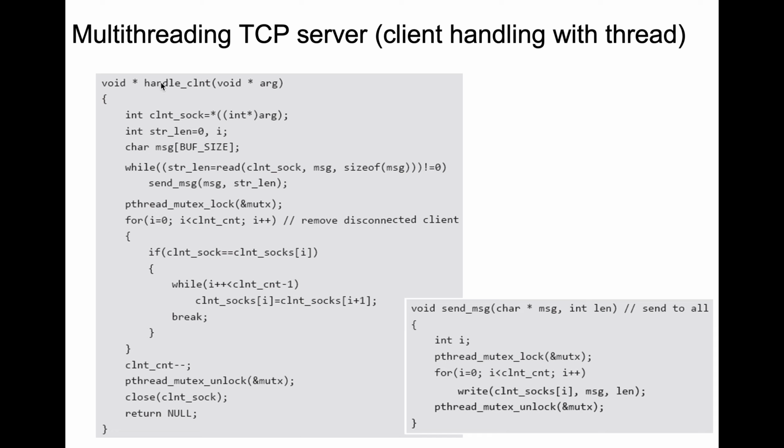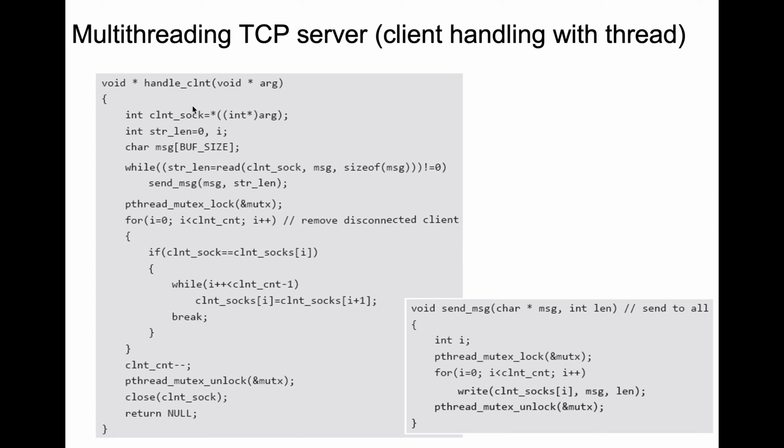This handle client will be called by a thread that will be created by the parent process, the main thread. And the client socket will be provided as an argument, and we will retrieve it by converting it back into an integer from that argument. And then we are going to be reading all the messages that will be coming from the client and sending it to all clients. That send message is implemented right here. We will come back to it a little bit later.